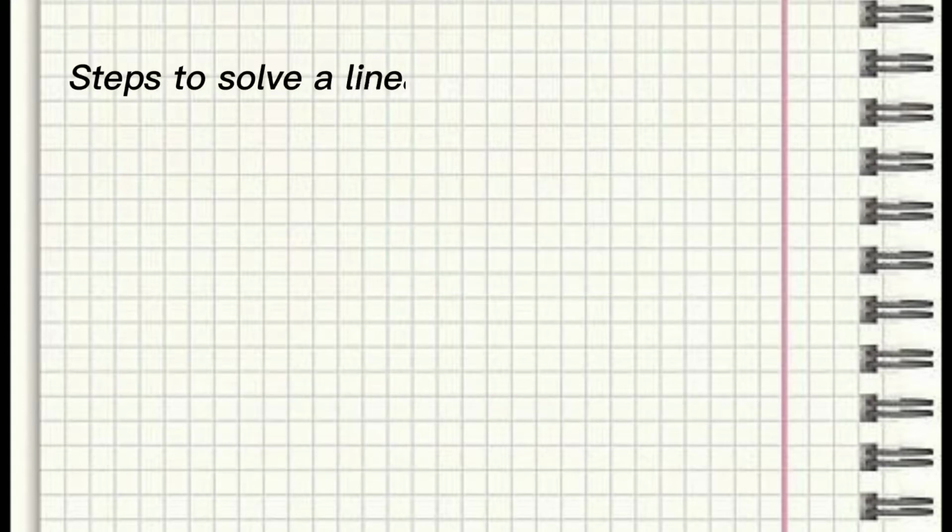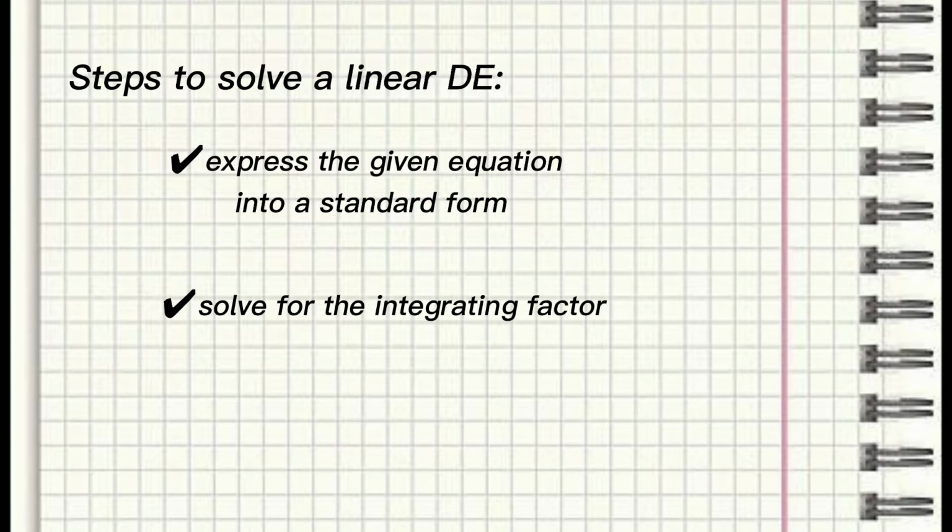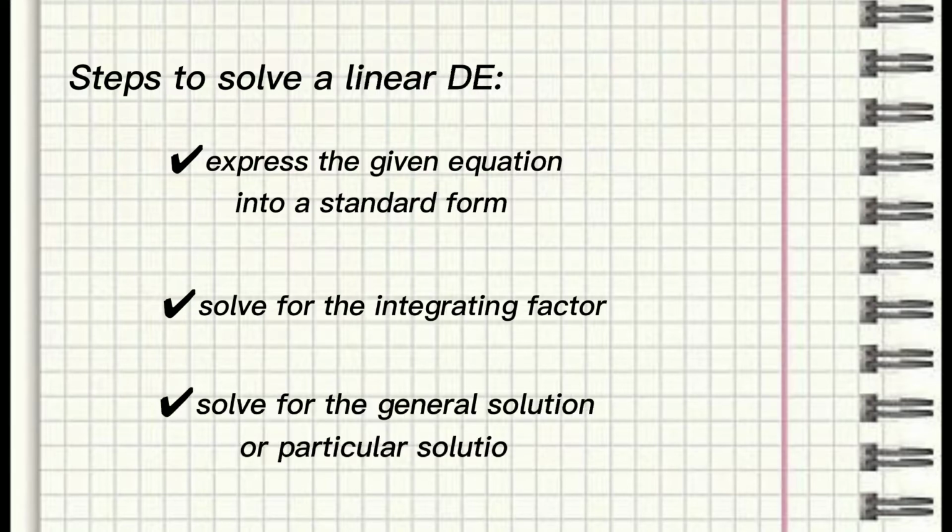There are steps to solve a linear DE. First is to express or transform the given equation into a standard form. Next is to solve for the integrating factor. And lastly is to solve for the general solution, or the particular solution if x and y values are indicated.